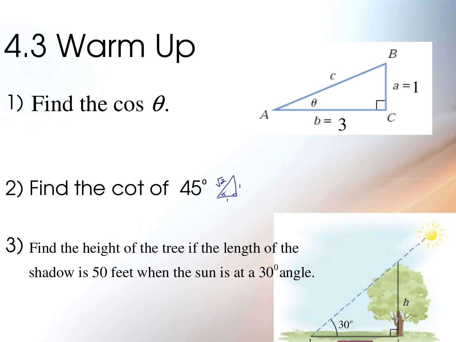Okay, so for the first one, the first thing you're going to do is what? Good. Find that missing side. Find the hypotenuse this time. So this would be 1 squared plus 3 squared equals c squared. 1 plus 9 would equal c squared. C squared is going to equal 10, so c is going to equal the square root of 10.